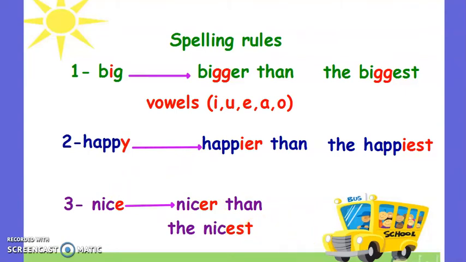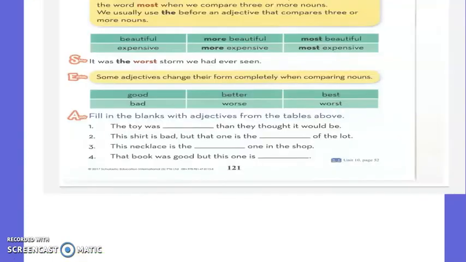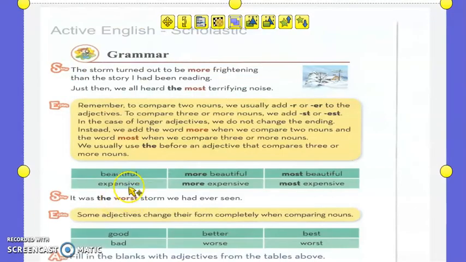Now let's go to our book. Course book page number 121. Page 121. The storm turned out to be more frightening than the story I had been reading. Here we compare between two things, between the storm and the story. قارن بين العاصفة وبين القصة اللي أصلا كان يقرأ فيها.